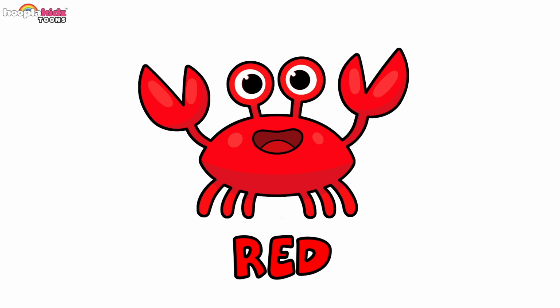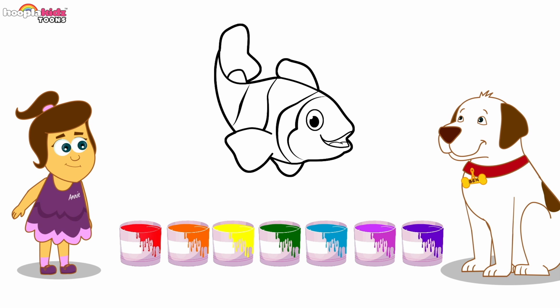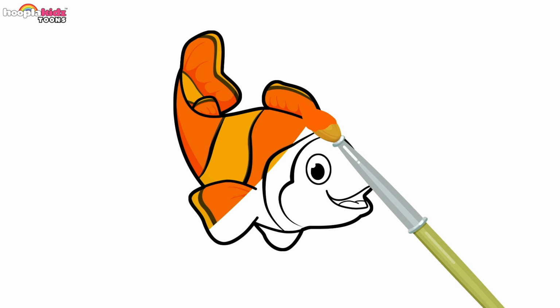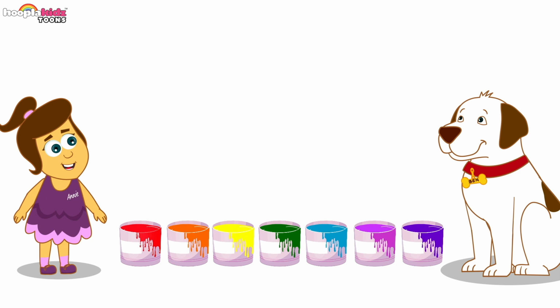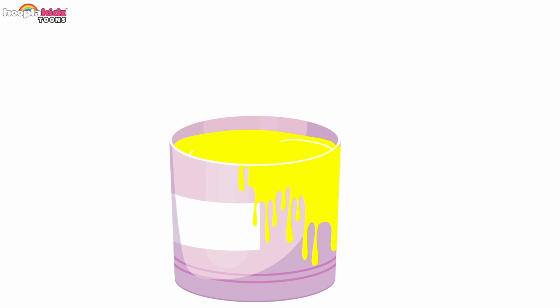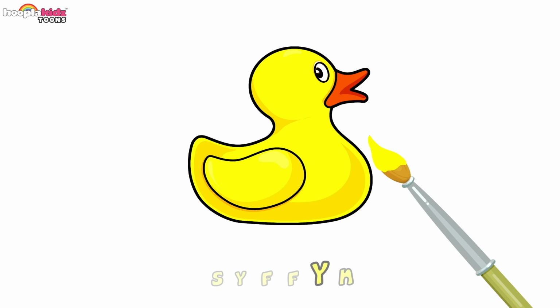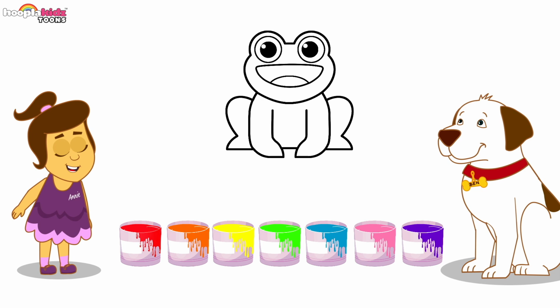Ooh, what colour is the clownfish? Orange! Brilliant! Ooh, look, a duck! What colour should we paint the duck? Fantastic! Yellow! Quack, quack!